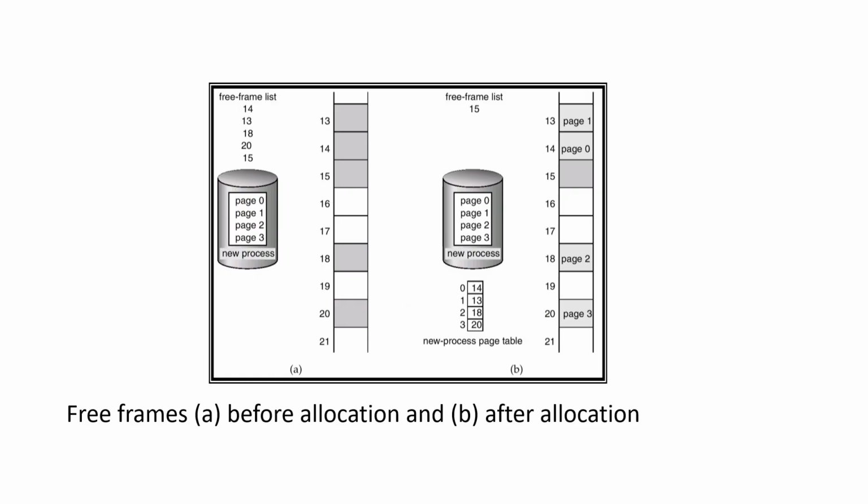And here we can see the free frames before allocation and after allocation. The free frame list is 14, 13, 18, 20 and 15, and these are the pages to be placed, page 0, 1, 2 and 3. And here these are the allocated frames. Come to the page table. Page numbers 0, 1, 2, 3 are allocated to the free frames 14, 13, 18, 20, and finally it is placed here. It is noted that frame 15, the last one in the free frame list, is still free, as nothing is there to be allocated in that particular frame.